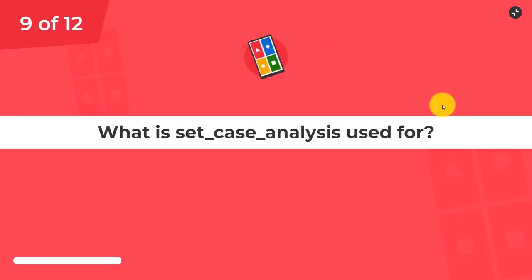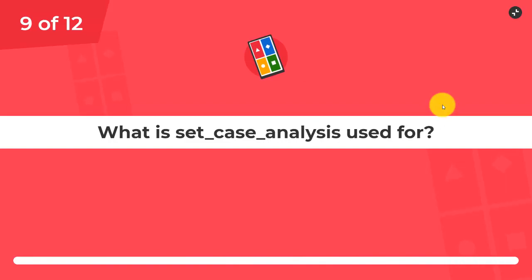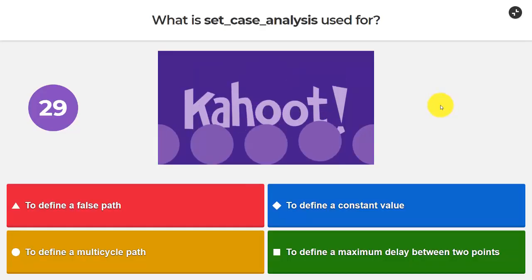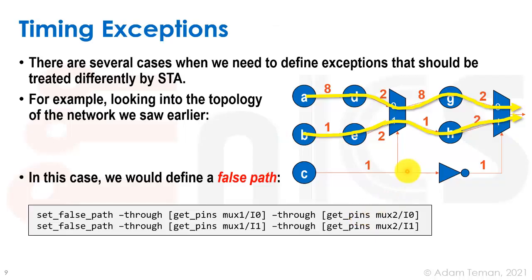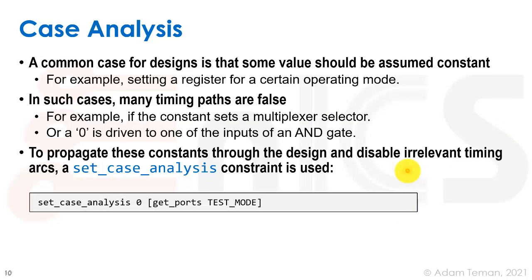Question number 9. What is set case analysis used for? This is another strange type of thing that we have inside SDC. Do we use set case analysis to define a false path, to define a constant value, to define a multi-cycle path, or to define a maximum delay between 2 points? And I know the answer to that. It's to define a constant value. Again, this is kind of a strange thing. I would have chosen different words if I had written the language. But this SDC language was written quite a long time ago, and it could be that the reasons for naming things were a bit different then.